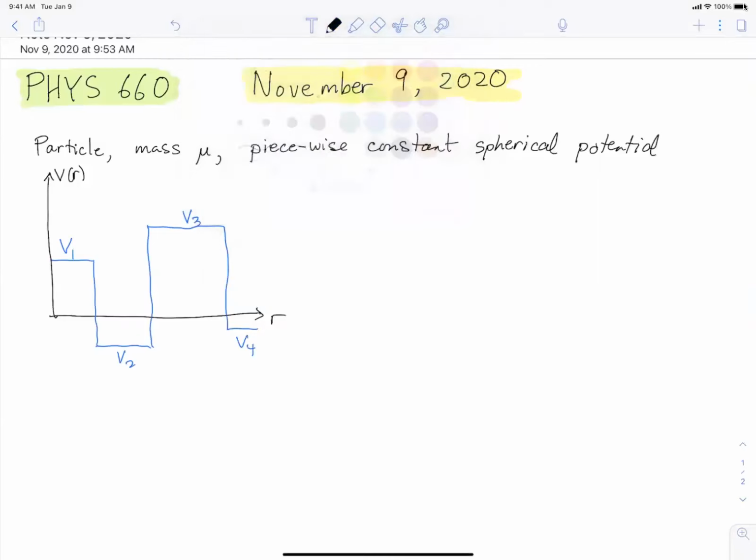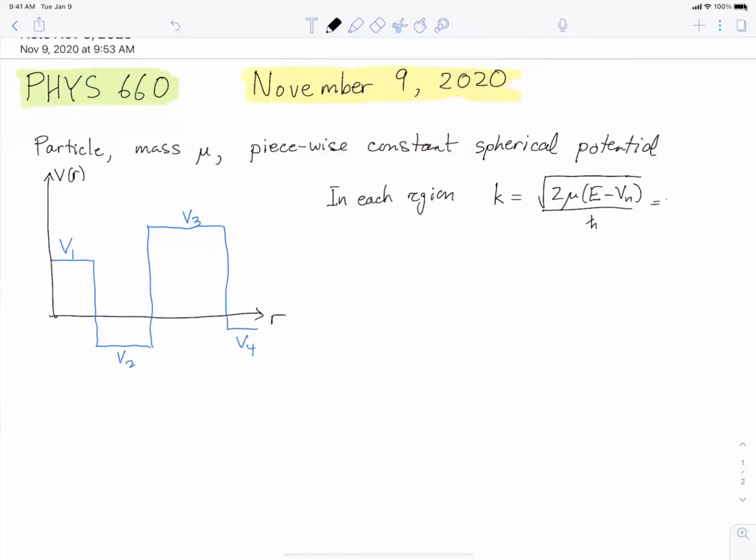Okay, and then in each region with a constant potential, we define a different wave number, k, to be the square root of twice the mass times the difference between the energy and the potential in that region, divided by h bar. So this is a wave number. It has units of 1 over distance. And then we're looking for stationary state solutions, which have the following form.